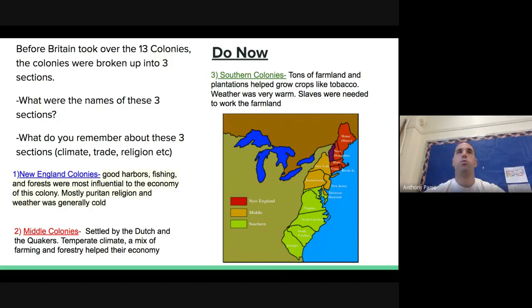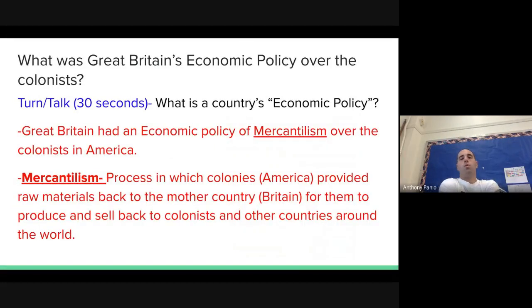Okay, so these are notes we've got to copy down. What was Great Britain's economic policy over the colonists? First off, we need to have a discussion of what an economic policy is. So economic policy, I'm going to write in the chat. You don't need to write this down. Economic means money. So an economic policy is how a country makes money for itself. And the way that Great Britain made money for itself was through something called mercantilism.